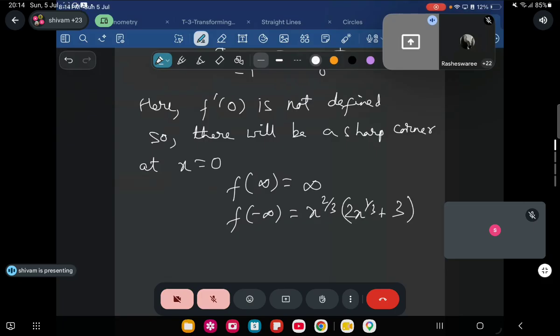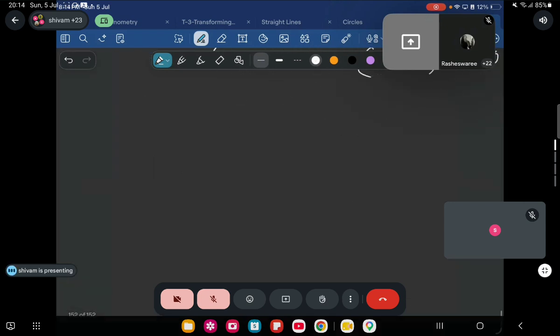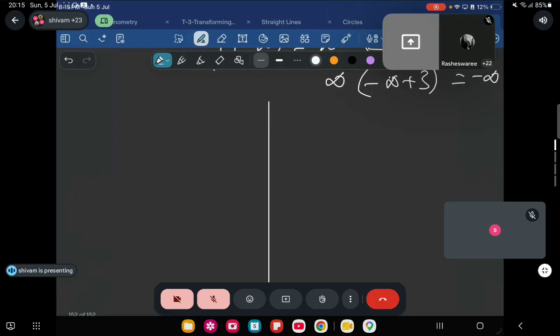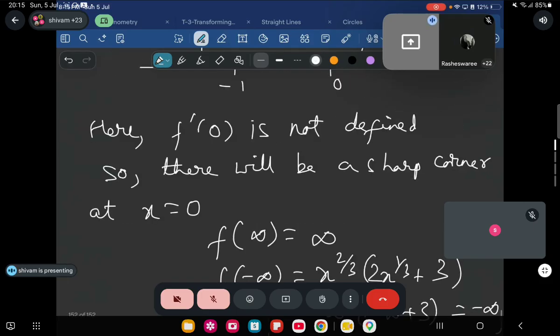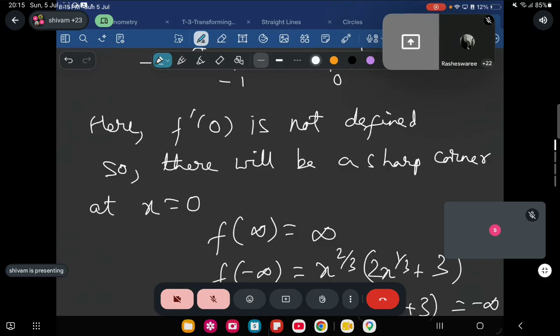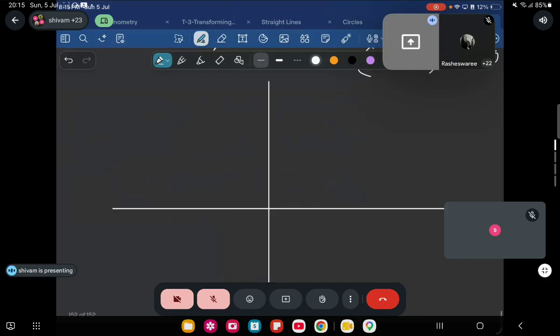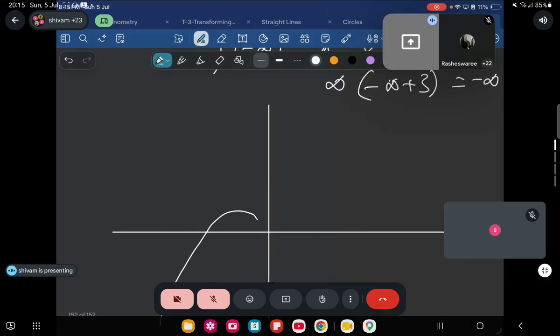Okay. So when you substitute minus infinity, this is infinity into minus infinity plus 3, so which is minus infinity only, right? Okay, so let us see how the graph will look. The graph of this function will look somewhat like this. Pay attention. At -1, what is the value? Check. 2 into -1 is minus 1. At -1 it is 1. Okay, so this is how the graph should look.